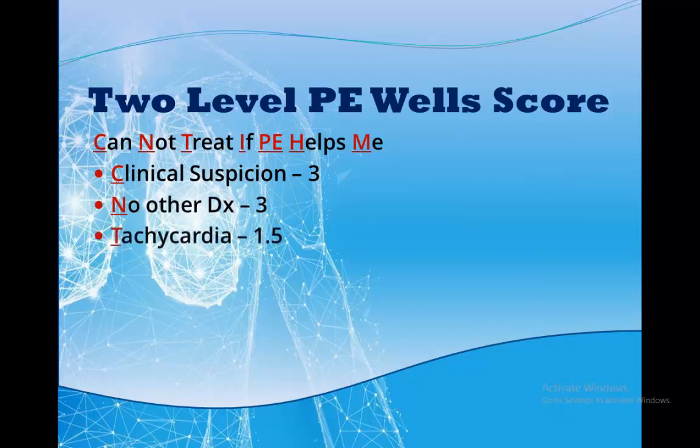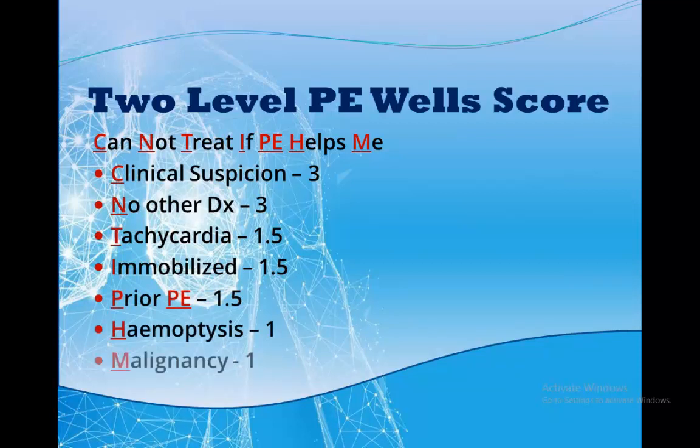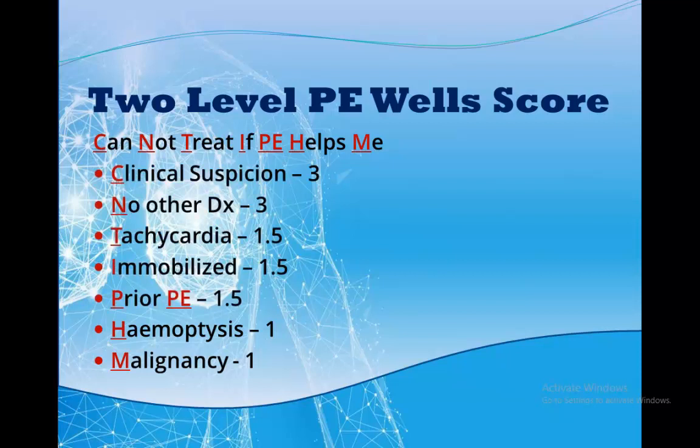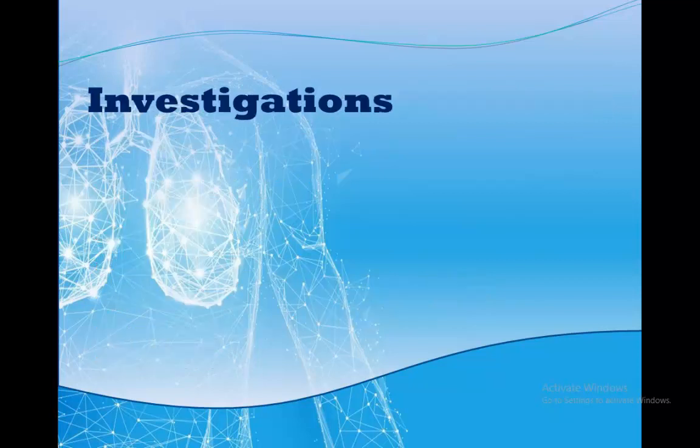T for tachycardia, I for immobilized, P for prior history of PE, H, hemoptysis, and an M for malignancy. The top two are 3 points, the middle three are 1.5 points, and the bottom two are 1 point. If they've got less than 4 points, PE is unlikely. If more than 4, it means it's likely.